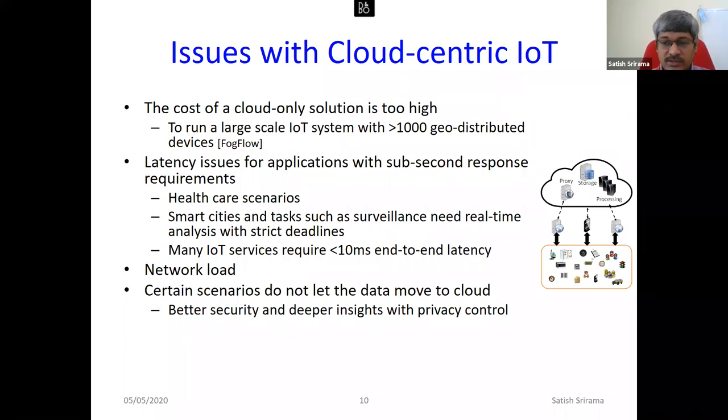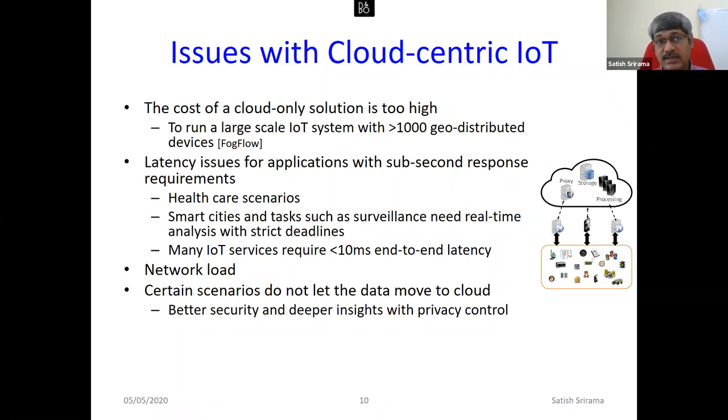Of course, network load is also a very big challenge. If you are sending all the sensor information to the cloud, how much load are you putting on the internet, and of course also on the private networks? These would be some of the challenges. And then there are also other challenges.